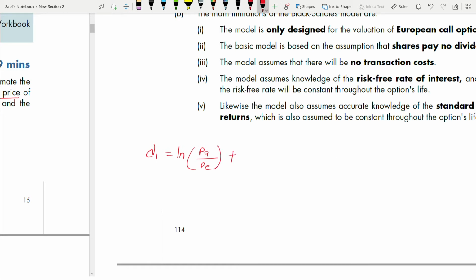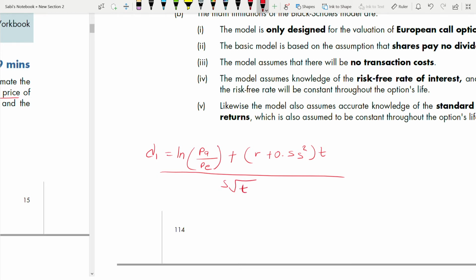plus, right, your R. R is what? Your risk-free rate, plus 0.5. This 0.5 is fixed. And S. S is your standard deviation, which will be squared. So standard deviation squared multiplied by 0.5. Now multiply by T. T is your time. Divide the whole thing by S, standard deviation, square root of T. That is your time.